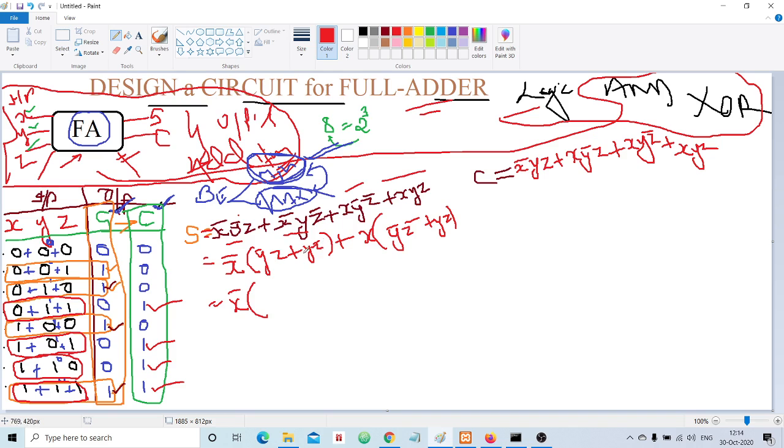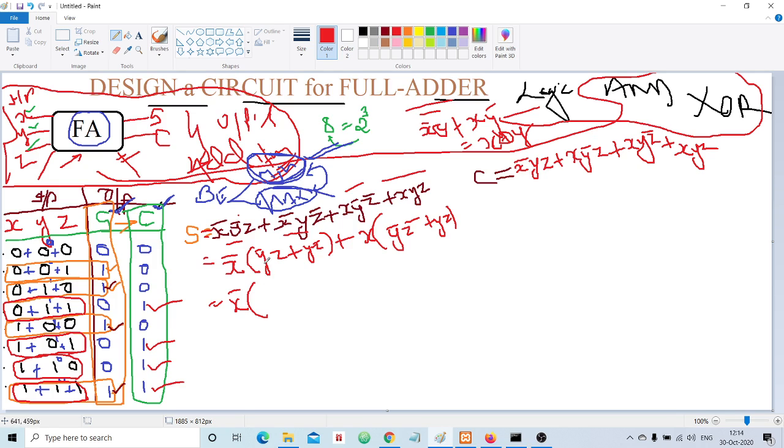This is similar to x bar y plus x y bar. Let me make it simple. You have come up with this formula: x bar y plus x y bar is given by x exclusive or y. Correct? I hope you are familiar with this formula. x bar y plus x y bar is given by x exclusive or y.